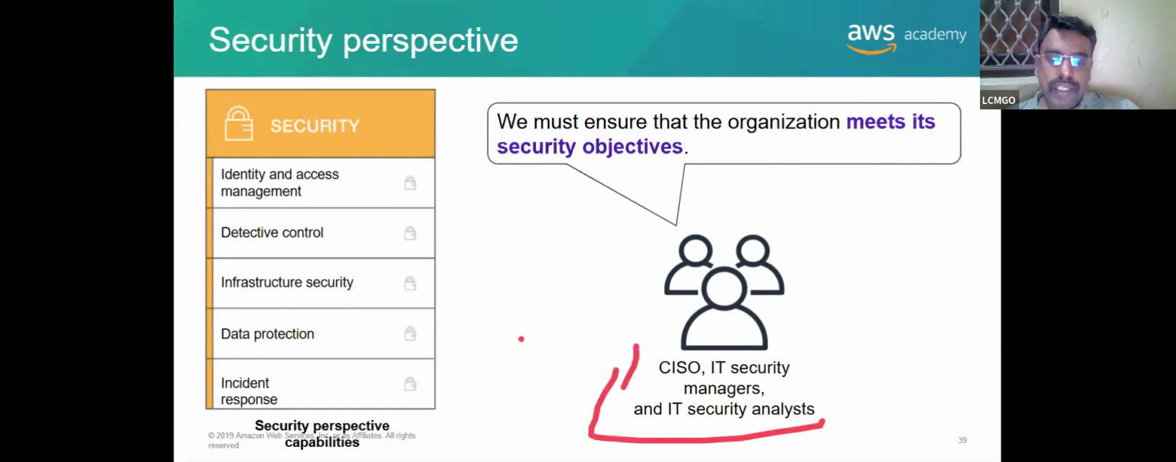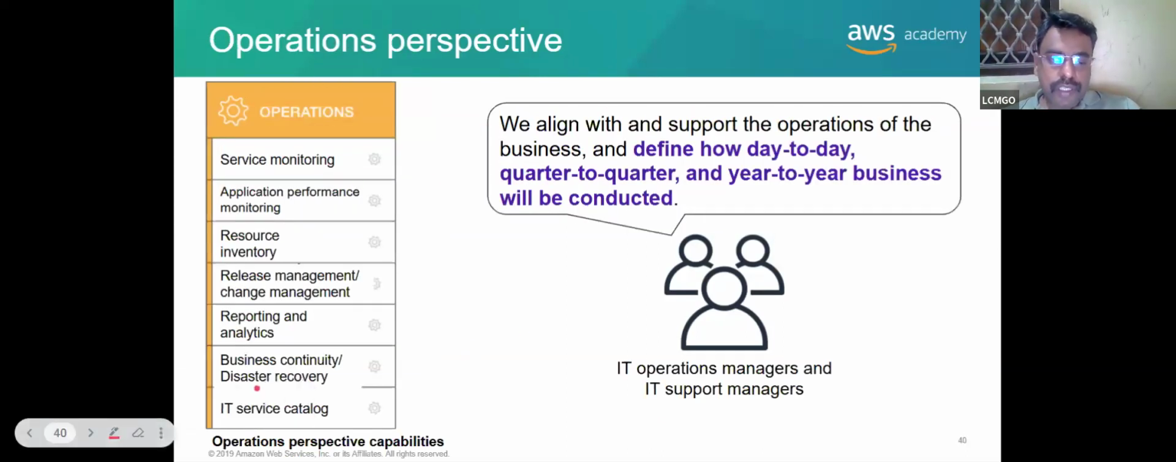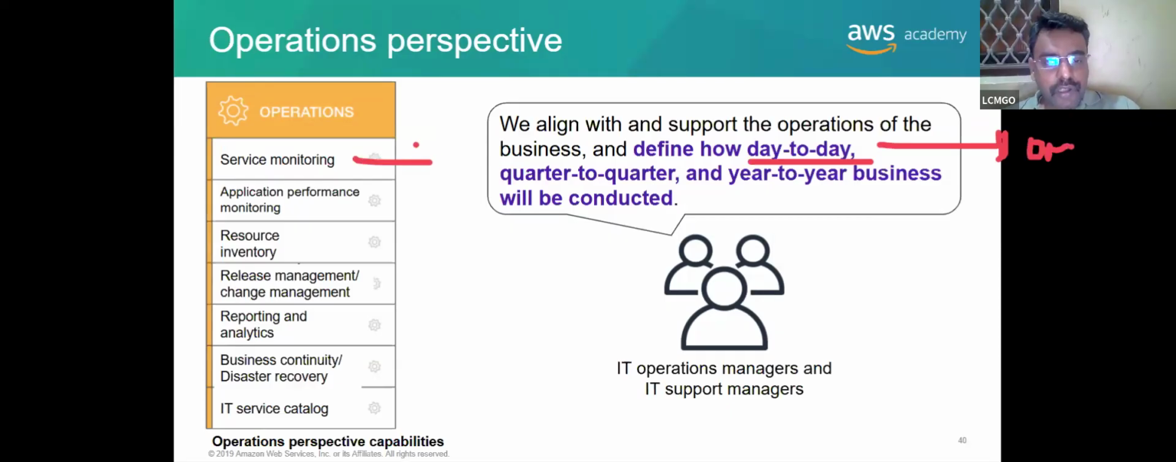Here it is the CISO, that is Chief Information Security Officer, IT security managers, and IT security analysts. These are the persons who are involved in this meeting, and they will decide what things we will do. Next is your operations, your day-to-day activities. Your day-to-day activities are monitored and maintained by the operations team. They will monitor all the services. They will check the performance of the application, whether it is performing well or not. They will check the inventory, whether it is properly there or we need to procure anything new.